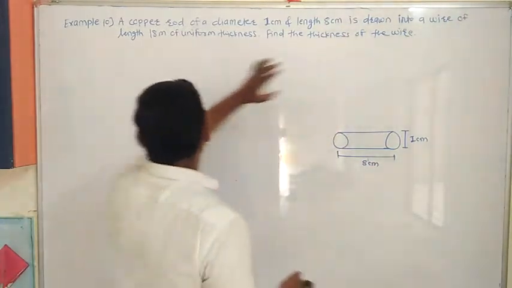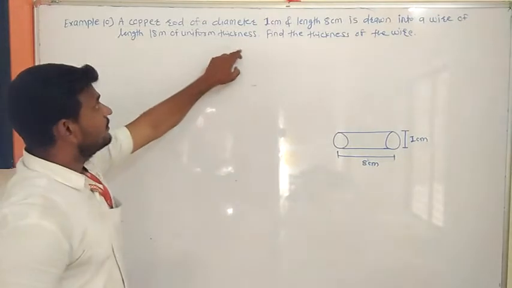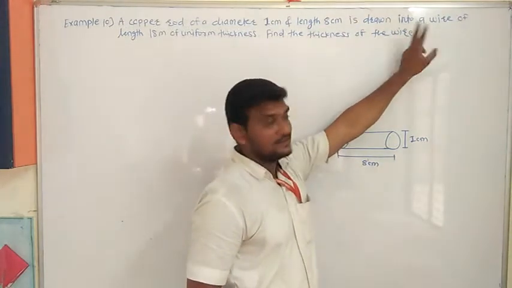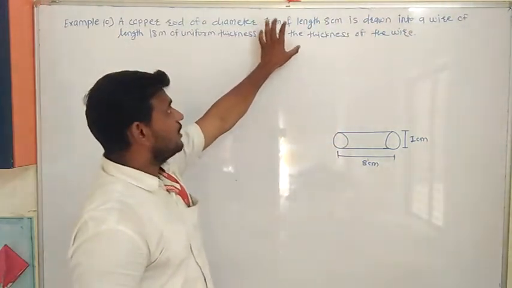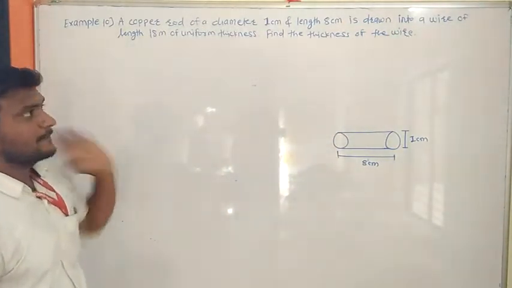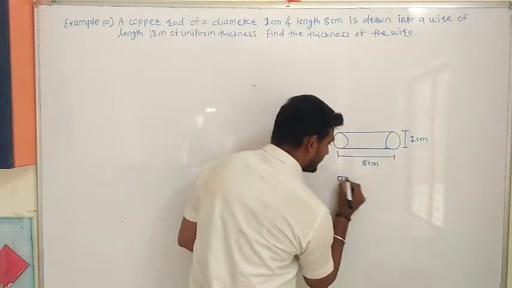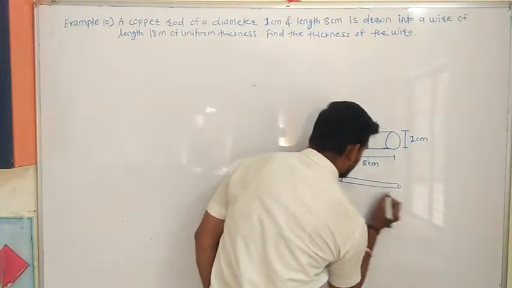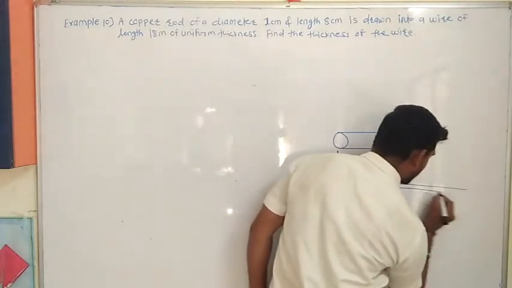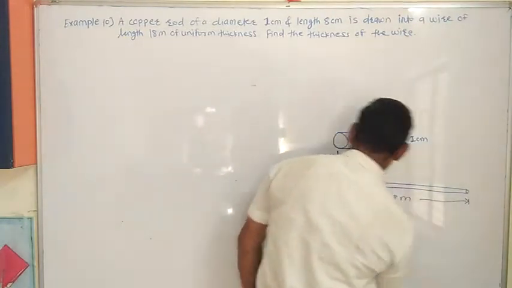It is drawn into a wire of a uniform thickness. This 1 centimeter diameter rod is drawn into a wire of a length 18 meter. The wire is drawn from this rod, which is having a length of 18 meter. Suppose this is a wire which is of a length 18 meter. 18 meter length wire is drawn from this rod.